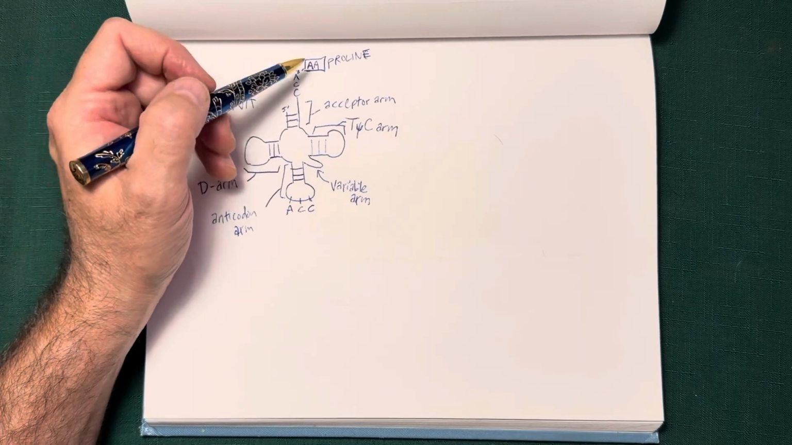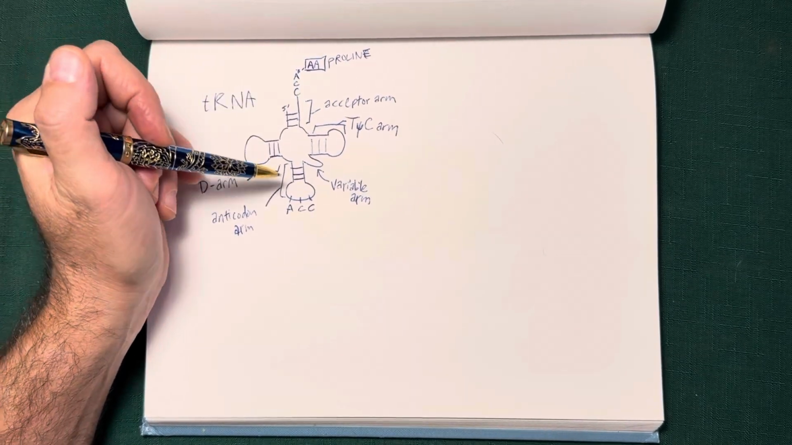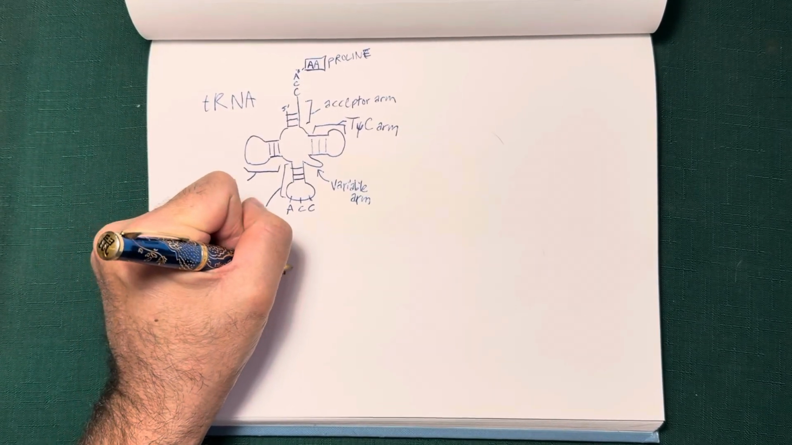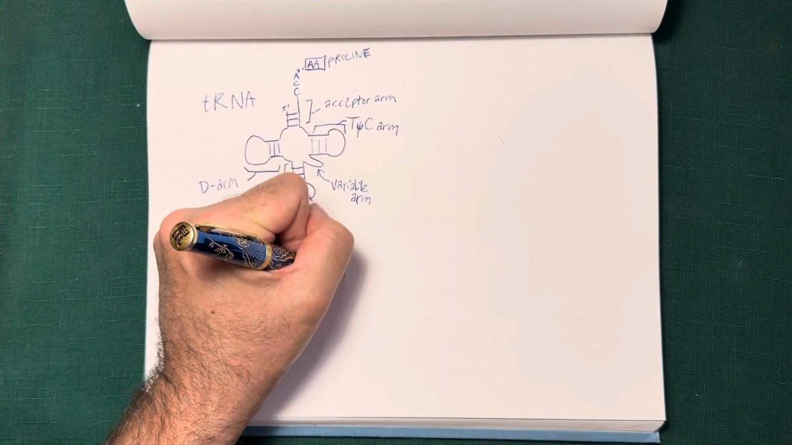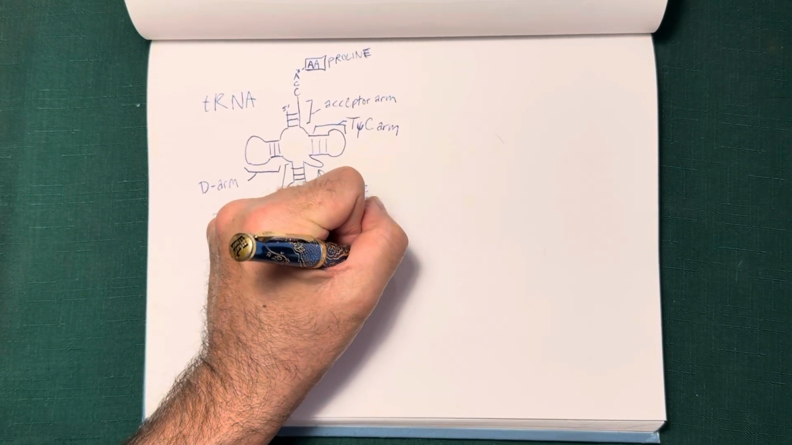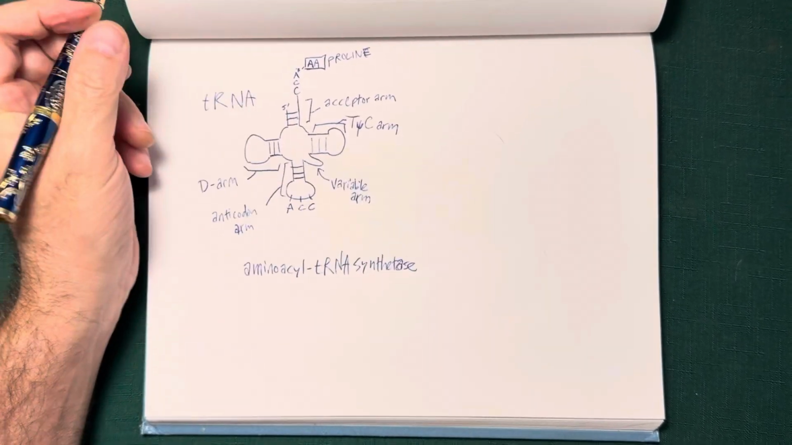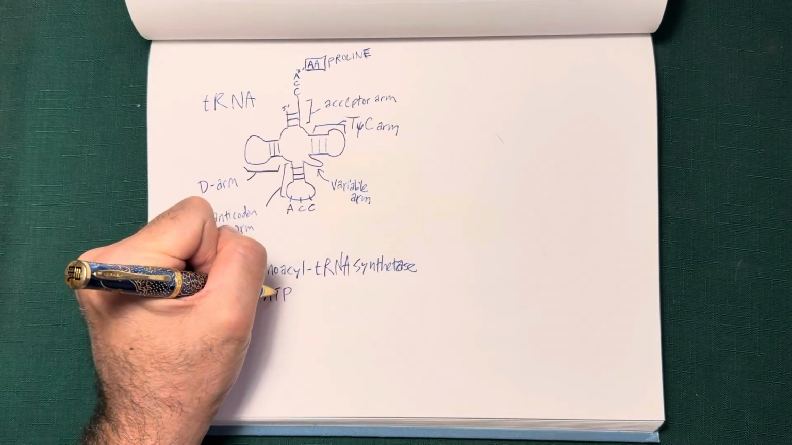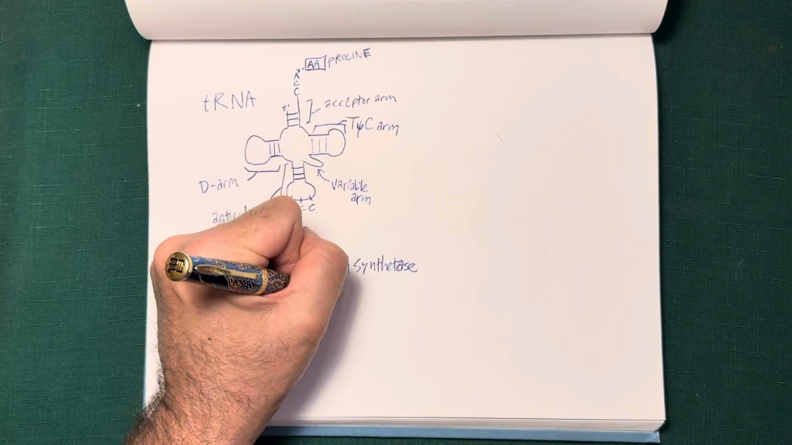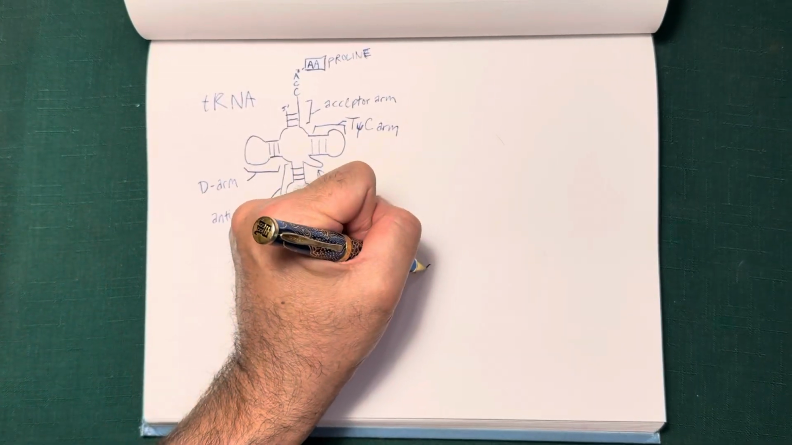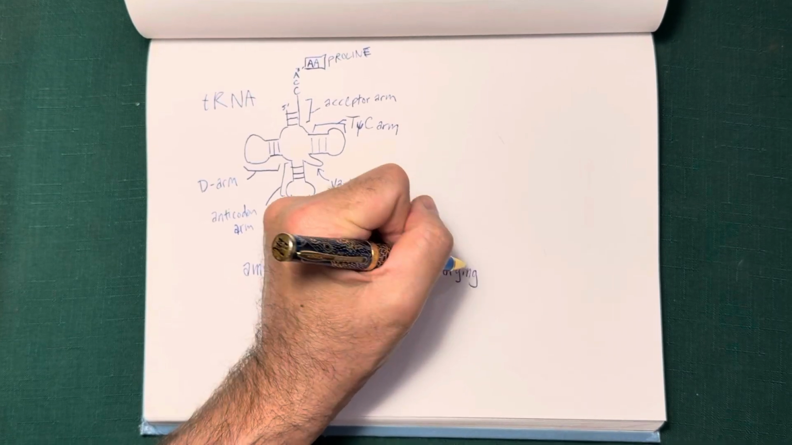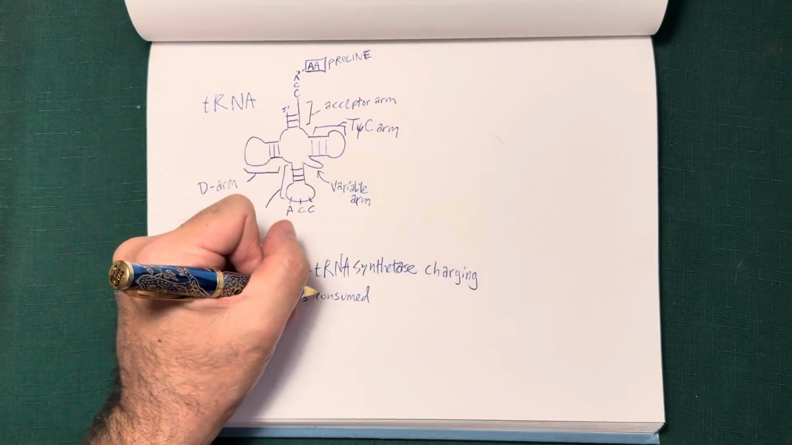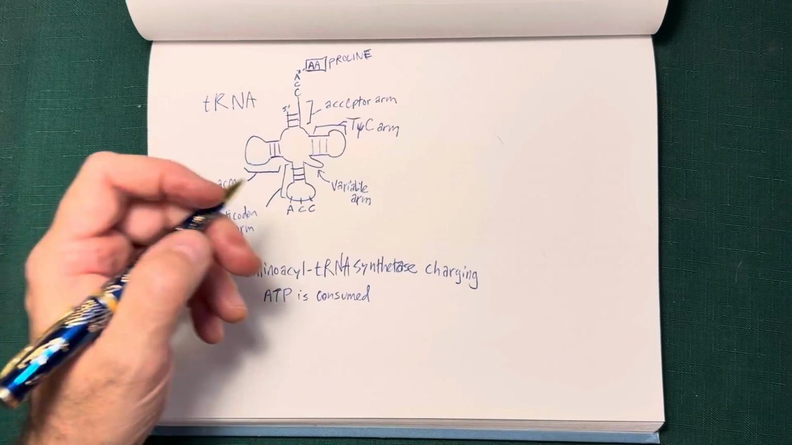Okay, so another thing to note is that when our transfer RNA is charged by the enzyme aminoacyl-tRNA synthetase, it is done in a way that it consumes ATP, and when the ATP is consumed, it's going to release pyrophosphate.